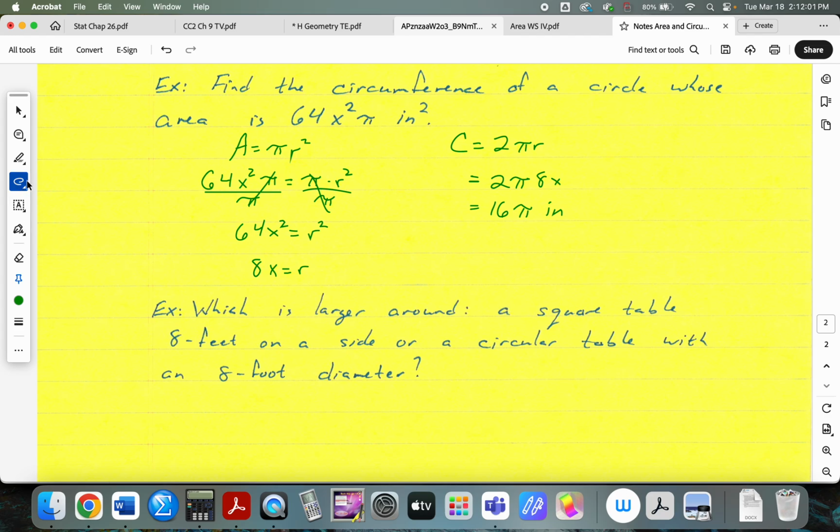All right, last one. Which is larger around, a square table, 8 feet on a side, or a circular table with an 8-foot diameter? Well, let's see. If I've got a square that's 8 feet on every side, the distance around that would be the perimeter, which is 4 times 8 is 32.